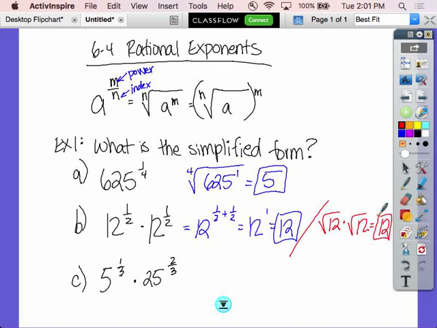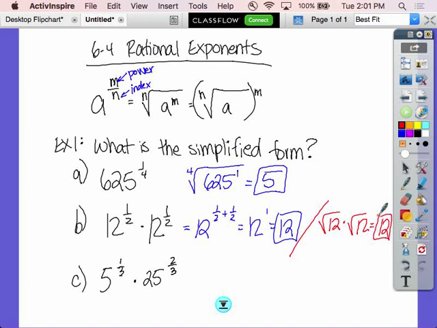One is our old rules that we already know about multiplying same base, different exponents. If you have the same base, like 12, and you're multiplying, you can just add the exponents. 1/2 plus 1/2 is 1. So we get 12 to the 1, which is 12.